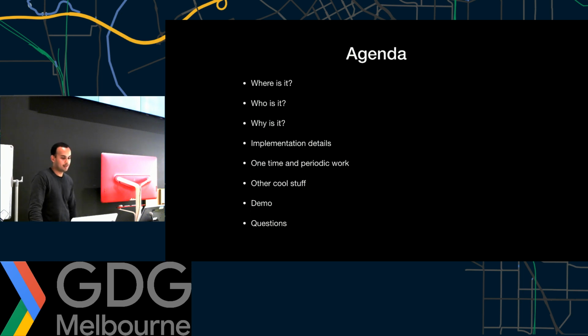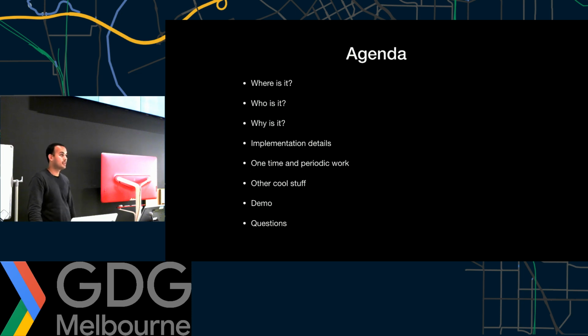So WorkManager, where is it? Where does it go in your app? What conditions do you need to be able to use it? Who is it? What does it actually do? Why do we need it? What's driving us to be able to use it?